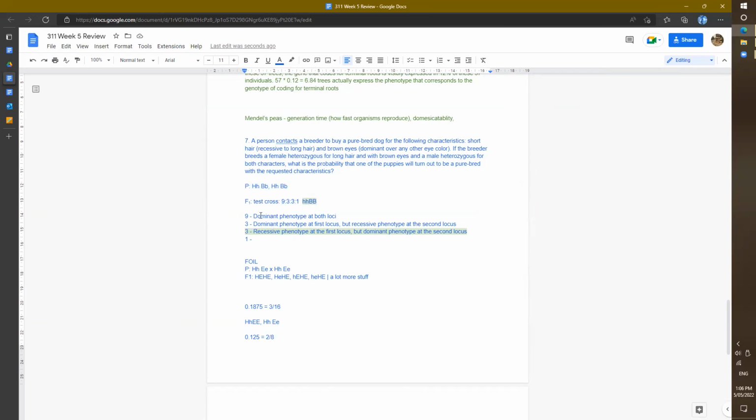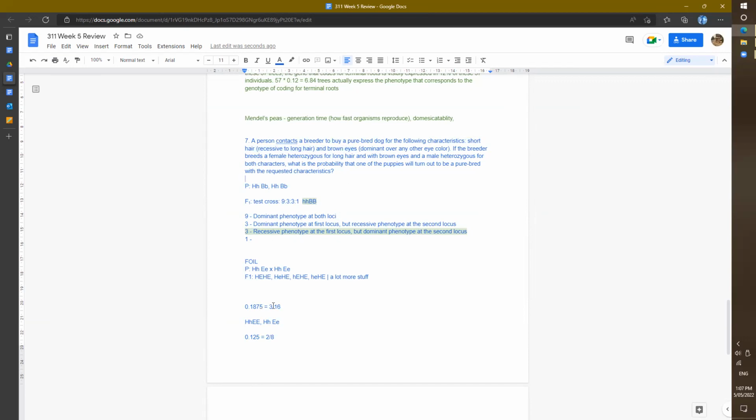And so we can just look at that, and we know that in this ratio, 9 out of 16 have a dominant phenotype at both loci. 3 of them have a dominant phenotype at the first locus and a recessive at the second. The next 3 have recessive at the first locus, dominant at the second. And that's exactly what we want from our offspring, because we know it has to be hh lowercase, BB uppercase, according to the desire stated in the problem. And so we know that 3 divided by 16 is what we need.